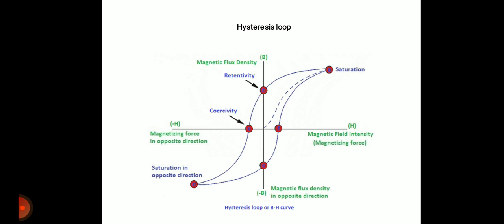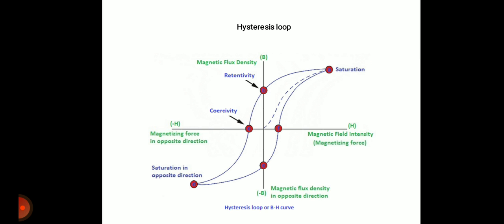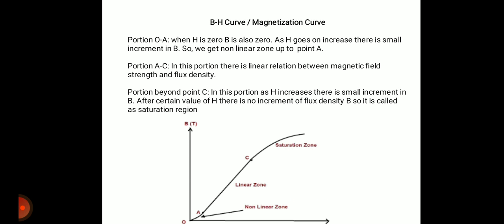So the hysteresis loop, okay. In the hysteresis loop we have plotted H versus B, but for the positive value of H as well as the negative value of H. So the BH curve is only for the positive value of H, and the hysteresis loop is for the positive value of H plus the negative value of H. So that dotted line in the hysteresis loop is the BH curve.